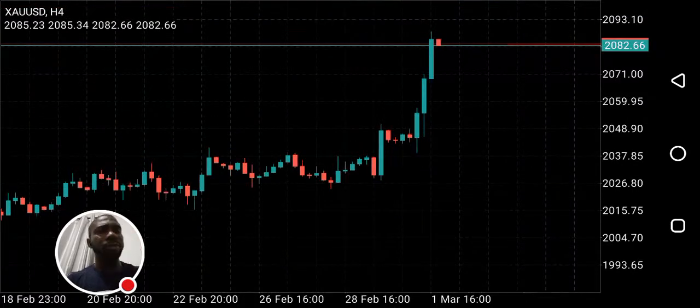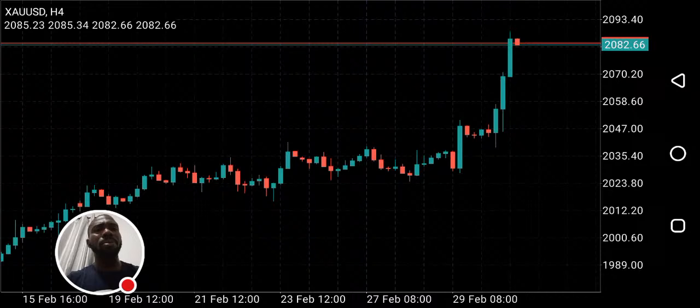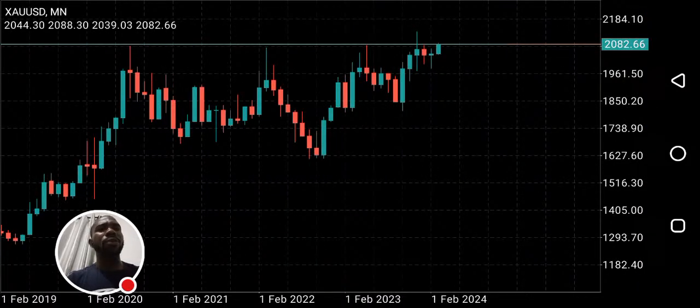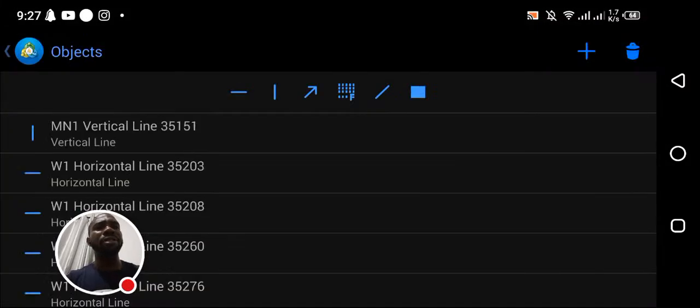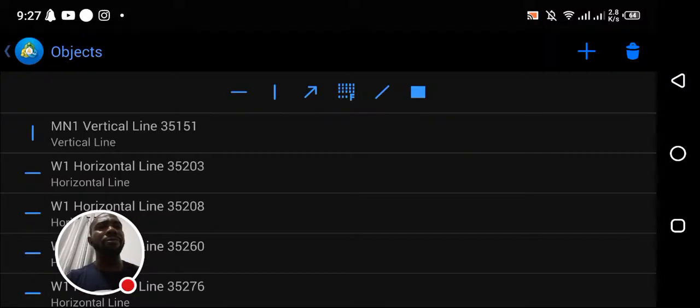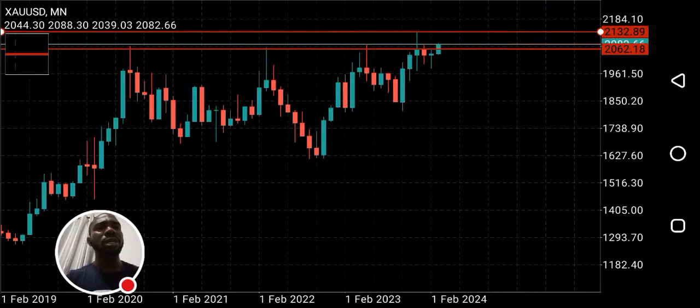Gold. So let's start with monthly. So you can see the pattern we have on the monthly time frame. On the monthly time frame, a resistance has been broken. Can you see that? A resistance has been broken, and I believe where price is heading to now is this next area of liquidity.